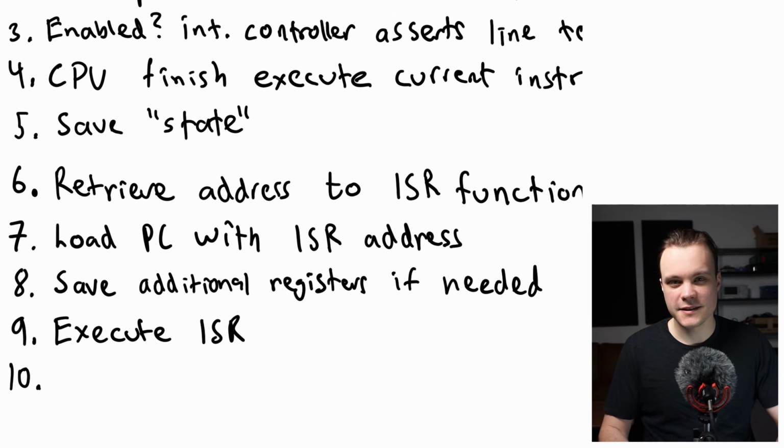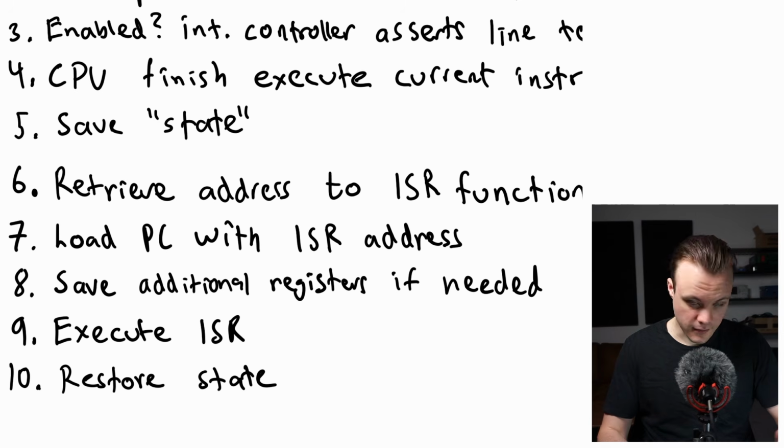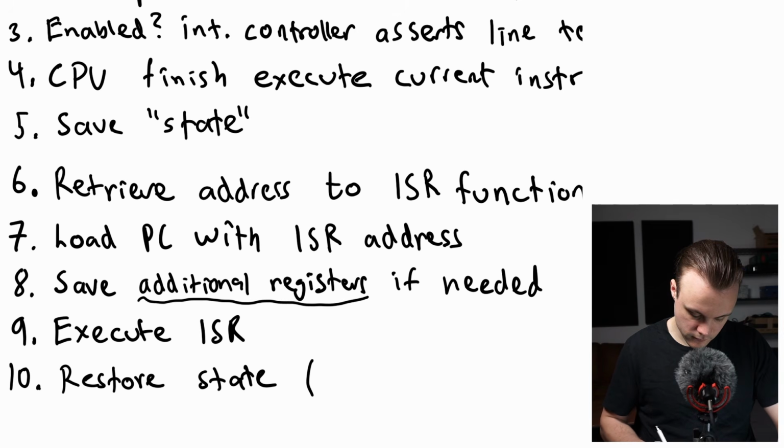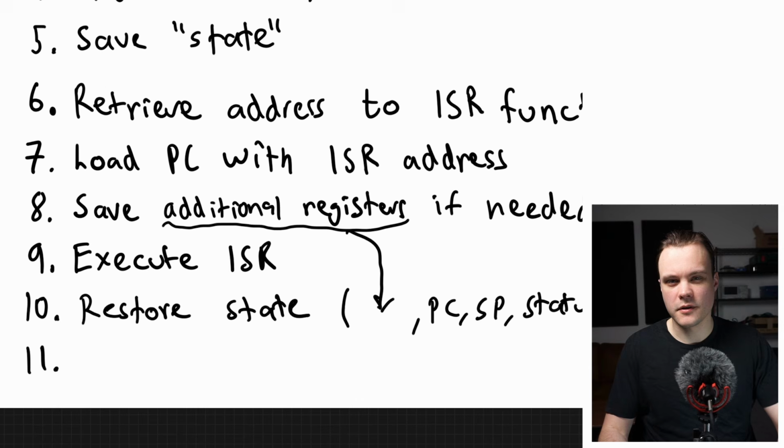And then once it reaches the end of the interrupt service routine, it's going to restore the state. That means that first the additional registers saved by the ISR are going to be restored. And then any status registers, PC counter and stack pointer are going to be restored. And then once that's restored, it's going to continue executing where it was interrupted.